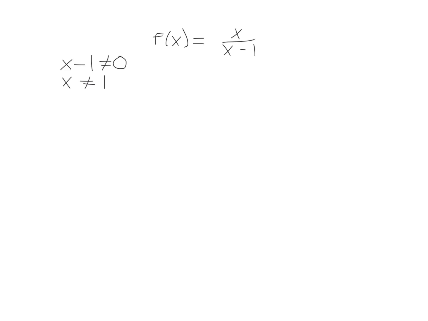Asymptotes. Asymptotes happen when the denominator approaches 0 and when the value of x is very large. So when the denominator approaches 0, that will be at x equals 1. That will be a vertical asymptote. And the horizontal asymptote is what happens as x approaches infinity.